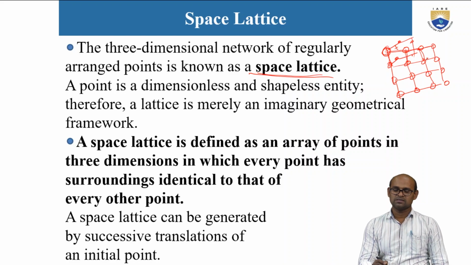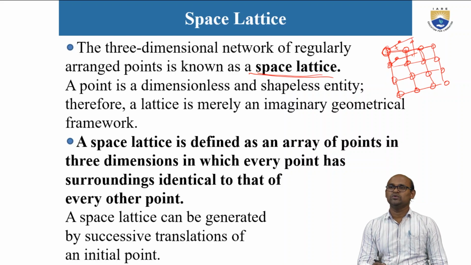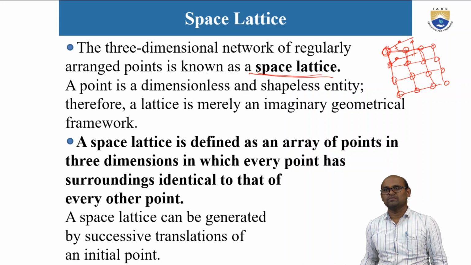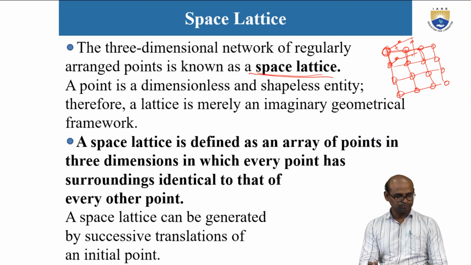When we represent the mean position of atoms by these points, we get a network in three dimensions. Such a network we have to imagine, so lattice is an imaginary concept. Because we are representing the mean position of atoms by a point, and those points are called lattice points, we get a network in three dimensions with a regular arrangement of points, called a space lattice.